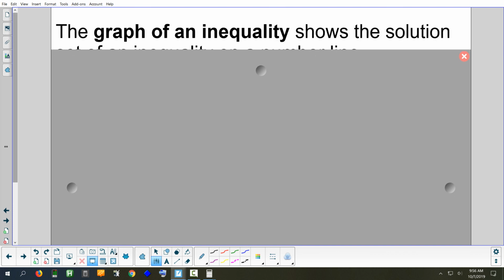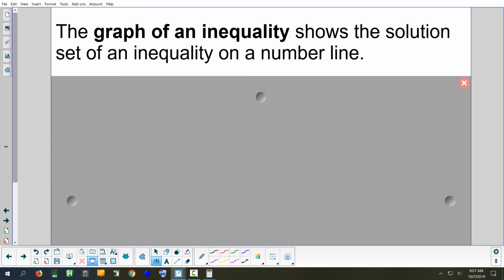But the first blank on your guided notes should say the graph of an inequality shows the solution set. Now, this is not the kind of graph like a bar graph or a pie chart. We're not talking about that kind of graph. We're talking about shading on a number line. Okay, very simple graph.